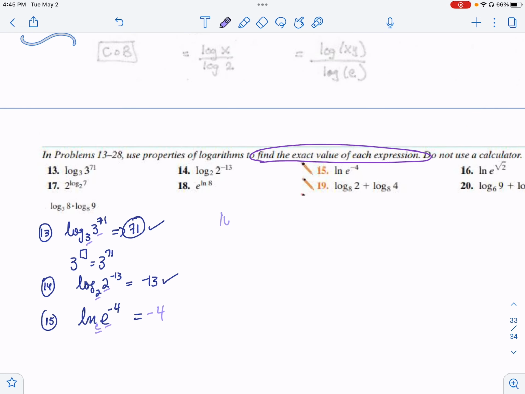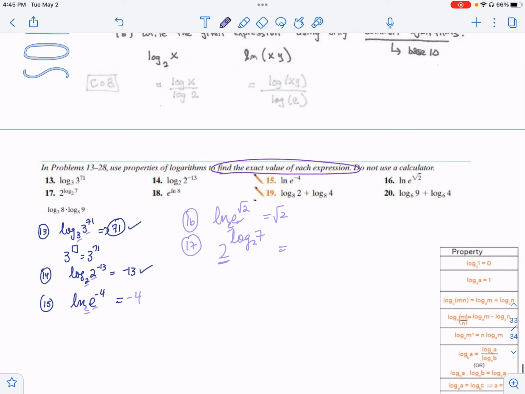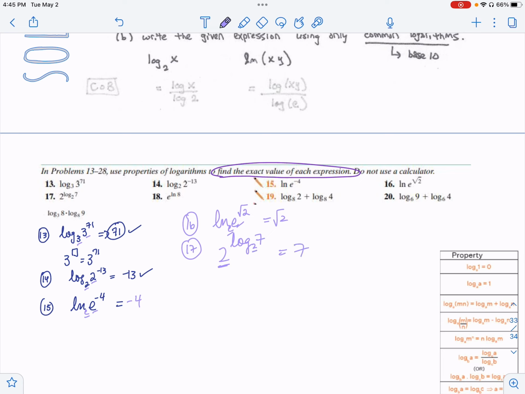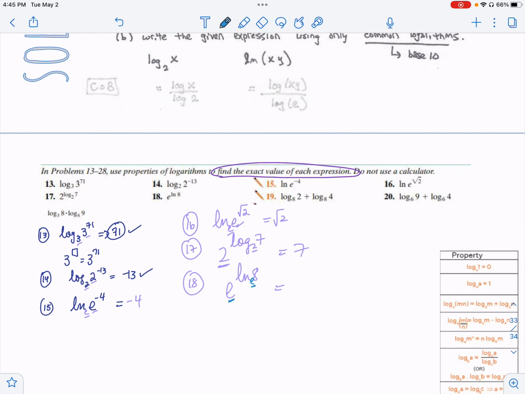Okay, 16, natural log e raised to the power of √2. Again, remember, base is e here. So the base here and the number here are the same. Answer is simply √2. It looks like I've picked a lot of similar ones. 17, log base 7 of 7 squared. When the number here and the base of the log are the same, the answer, everything drops and the answer is 7. 18, e raised to the power of natural log 8. If you notice, the number here and this is again the same. 17 and 18 are exactly the same. The answer will boil down to 8, just using the property.